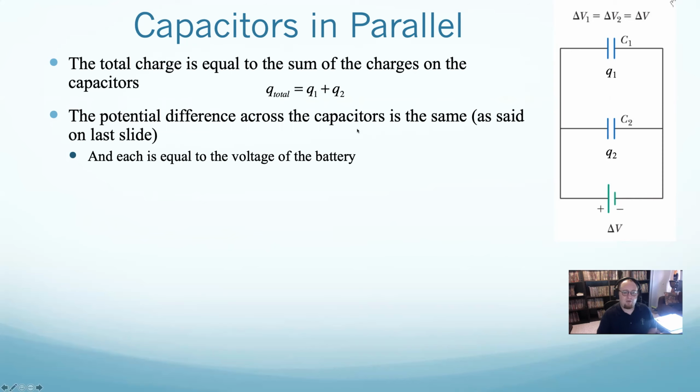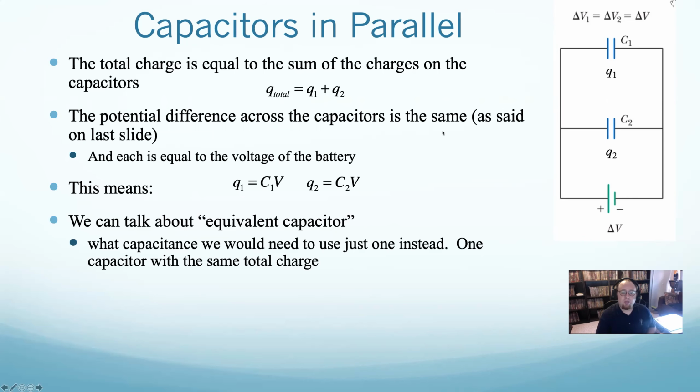So now for each one we can say that the charge on it is CV. So Q1 is C1 V1, but V1 is the same as V, and Q2 is C2 V2, but V2 is the same as V. What I'm going to do with this is I'm going to talk about the equivalent capacitor. That's, hey, we have two capacitors here. Could we do the same thing with one capacitor? And the answer is yes, as long as we have the exact right capacitor.